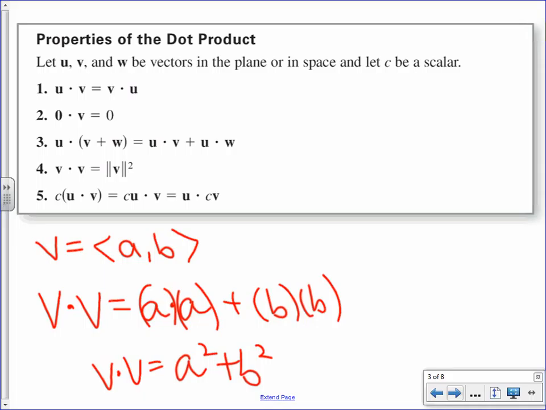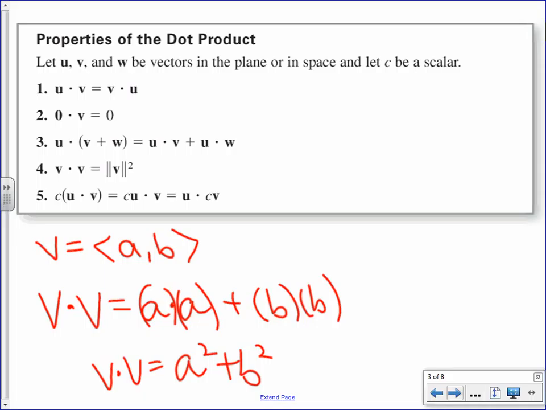You'll be asked to do some operations with dot products. Just make sure you keep things in order as far as moving left to right, doing things in parentheses. You're going to do some problems which you'll have to mix addition and multiplication together.